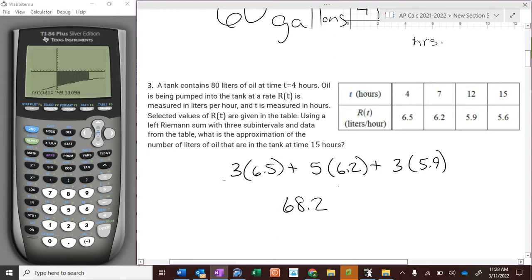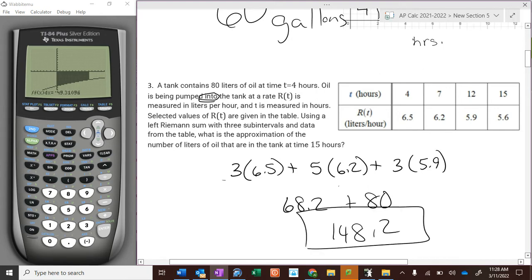68.2. Okay? Is that the amount of oil in the tank after 15 hours? No, it is not. Be careful. How much oil is in the tank after 15 hours? 80 minus 68. No, oil is being pumped into the tank. 148.2 is the answer. Be careful on that.